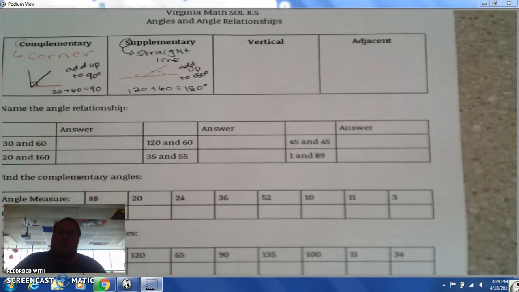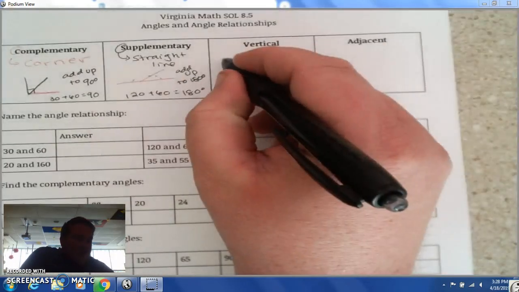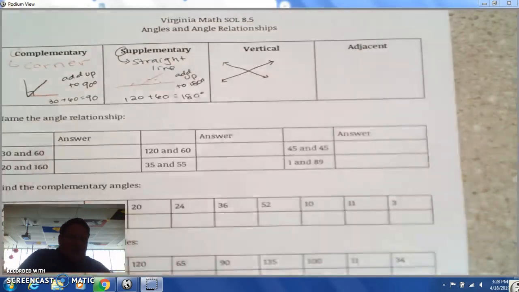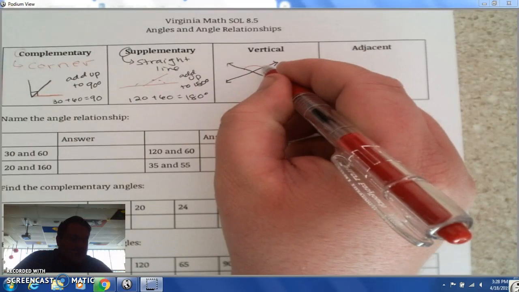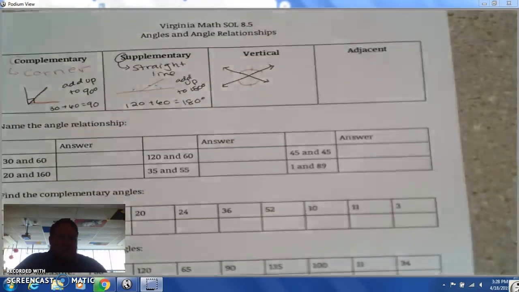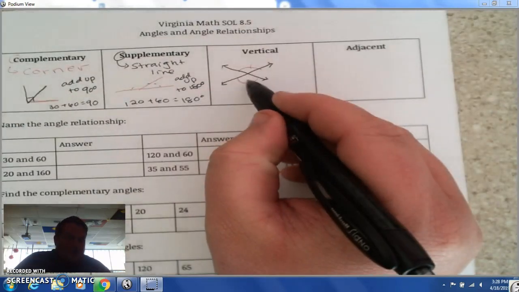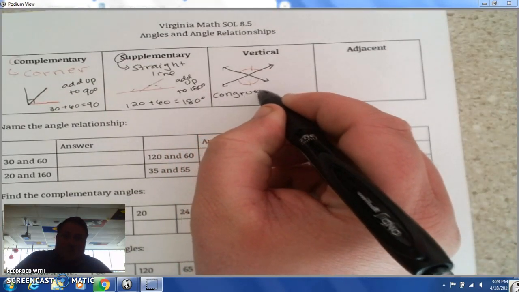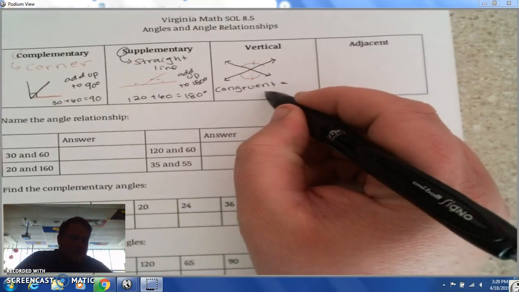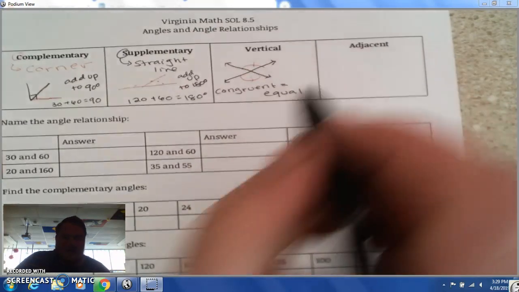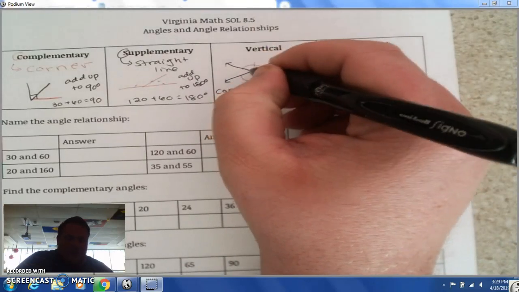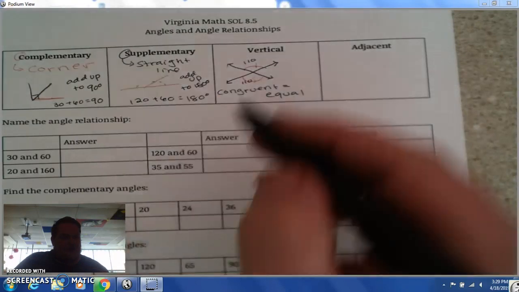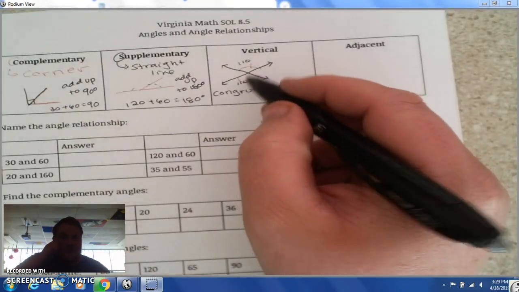Okay? Vertical angles are opposite from each other, or straight across, you could say. So this is a vertical angle, and that's a vertical angle, and they are across from each other, so they are congruent, which is a fancy math term for they're equal to each other, okay? So if this is, I don't know, let's say that's 110, that's also going to be 110. Angles across from each other are equal.